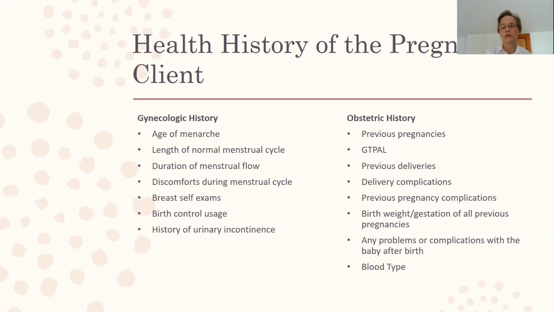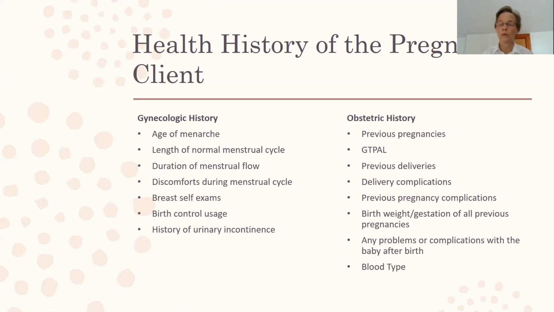So the gynecological history, you do need to pay attention to the age of menarche, which is the onset of menstruation, length of her cycle, duration of her flow, how comfortable or uncomfortable she is, breast self-exam. Does she take birth control? What does she take? When did she last take it? Any history of urinary incontinence, right? Because if they're pregnant, with the weight of the baby, we may have that problem.